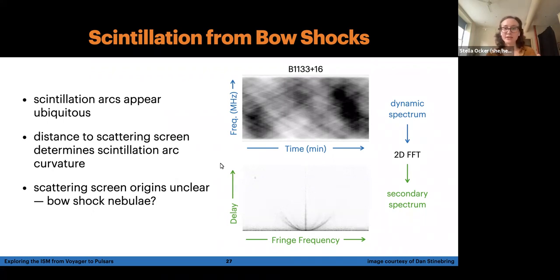We don't know exactly what kinds of plasma structures in the ISM are responsible for scintillation arcs. One possibility that appears quite promising and which we are openly exploring is whether bow shocks could be responsible for scintillation arcs. We have at least one example of a pulsar where we have a scintillation arc whose curvature is consistent with the scintillation arising from the pulsar's own bow shock. So we're currently exploring whether this effect of scintillation from bow shocks may be one of the main origins of scintillation arcs.